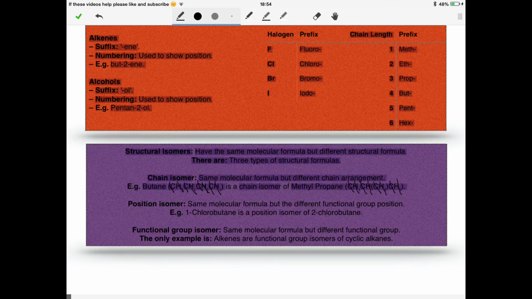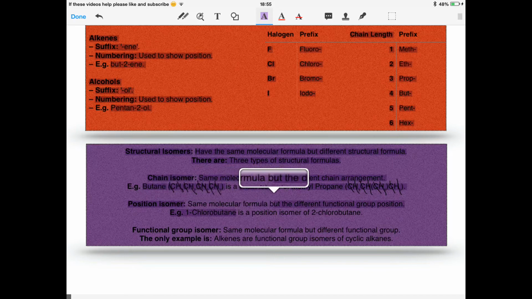Okay, so the next type of isomer is the position isomer, and these have the same molecular formula but different functional group positions. This is the reason we have to number our functional groups, such as the alkenes and the alcohols. We can have 1-chlorobutane, but easily we can have a position isomer of this as 2-chlorobutane, and the chemical properties of these will be different, so that's why we have to number them.